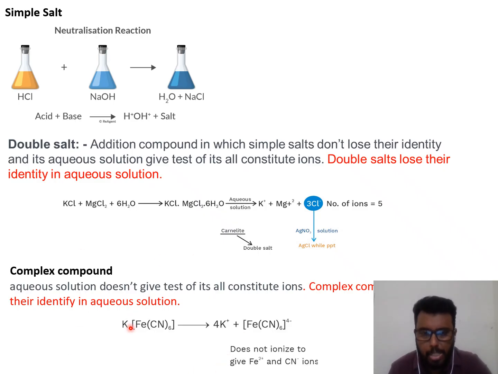Whereas in the case of this complex compound, potassium ferrocyanide, K4[Fe(CN)6], when you dissolve this in an aqueous solution, it will dissociate into potassium ions, 4K+, since outside the bracket you have K4. And also this will form [Fe(CN)6]4-. So inside the bracket, that is the complex, it does not ionize to give individual ions. It will not form an Fe2+ ion, and it will not give any test for Fe2+ or CN- ions, which means that it will not ionize into its individual ions.